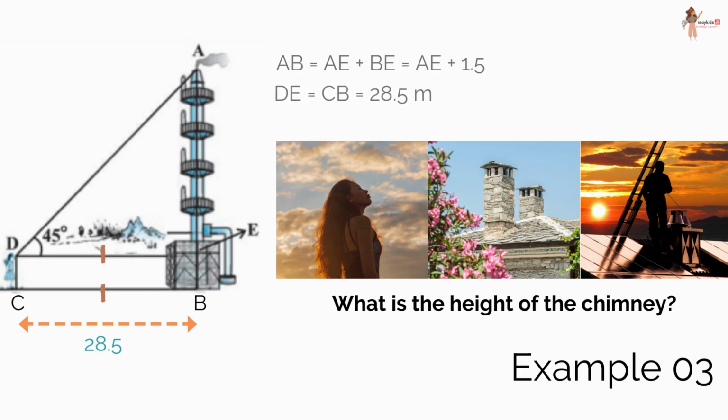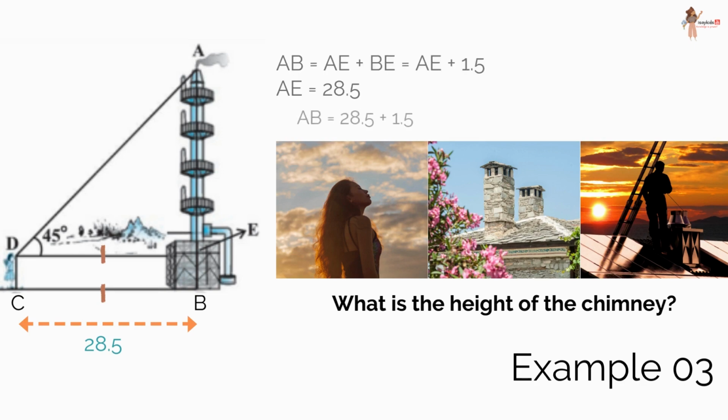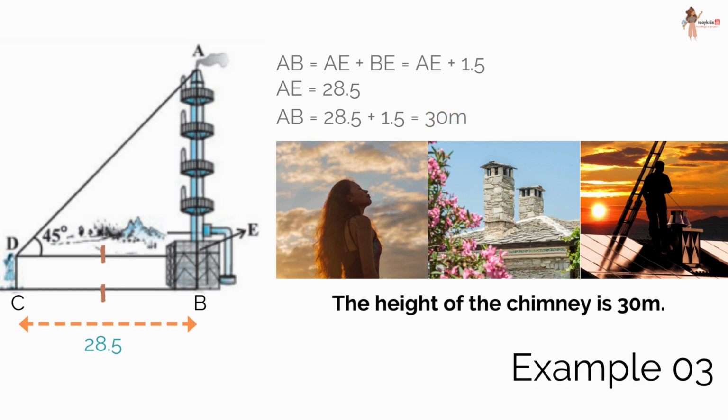To determine AE, we choose a trigonometric ratio that involves both AE and DE. You guessed it right. We would choose the tangent of the angle of elevation. Tan 45 degree is equal to AE upon DE, or 1 is equal to AE upon 28.5 because tan 45 degree is 1. That means AB is equal to 28.5 plus 1.5, which is 30. Hence, the height of the chimney is 30 meters. Moving on to the next one.